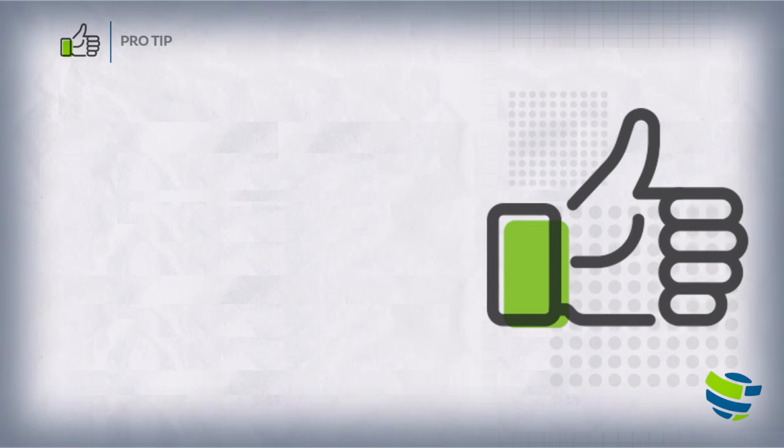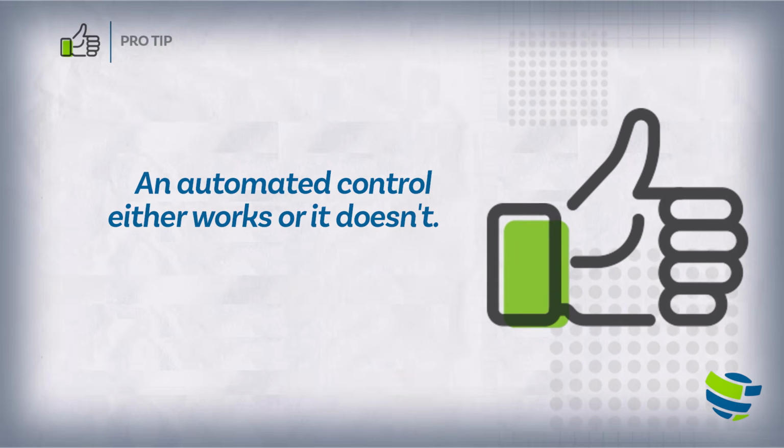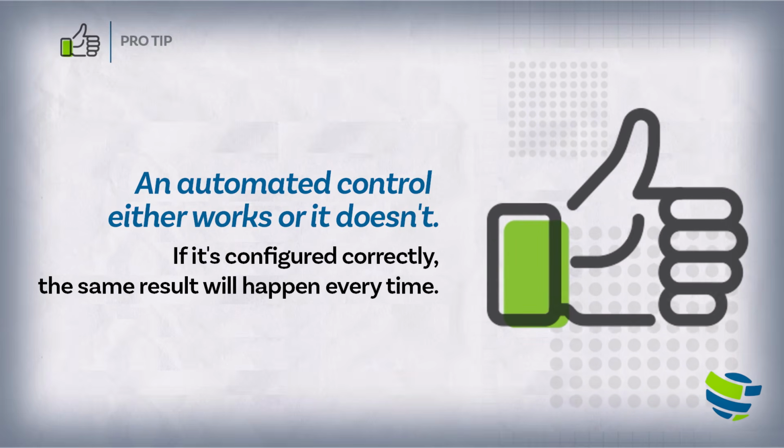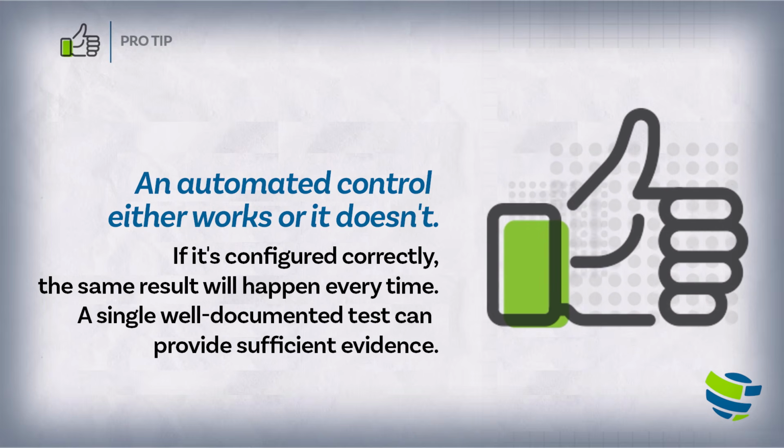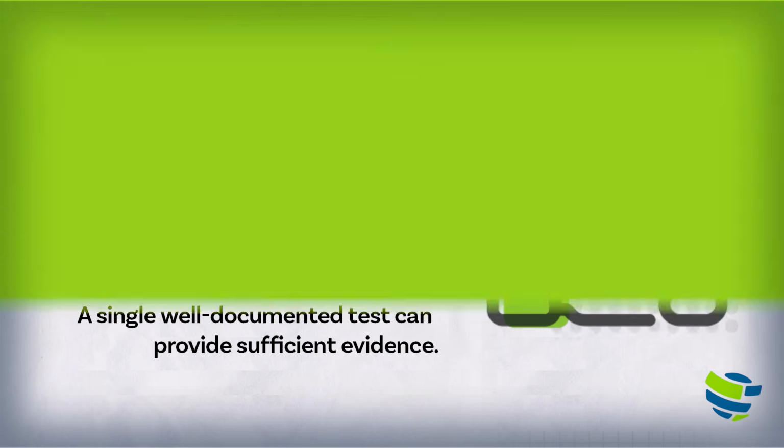When you're testing automated controls, the testing approach is a little different from testing manual controls. Here's a pro tip. An automated control either works or it doesn't. If it's configured correctly and the system is running as designed, the same result will happen every time. That means once you confirm the control is correctly configured and operating, a single well-documented test can provide sufficient evidence. The key is making sure you're testing the right thing, the system configuration itself, not just one transaction. If the control is set up correctly, every transaction benefits. If it's not, every transaction is at risk.